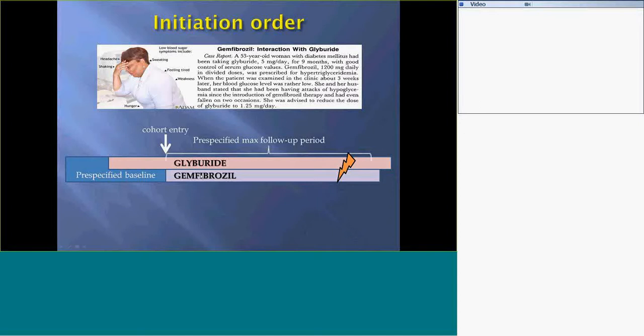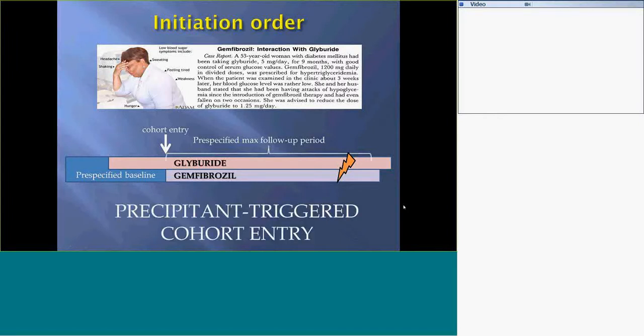So in this case, similar to as reported in this case report, the individual had been on glyburide for some time, and then their entry into the cohort was triggered by starting gemfibrozil. So in DDI pharmacoepi, we consider these types of episodes as precipitant-triggered cohort entry. That is, the addition of the precipitant to the ongoing object drug brought someone into the cohort.